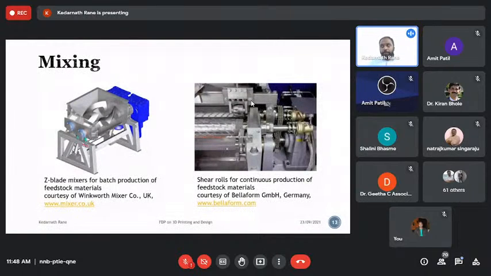Again, there are very specific companies which manufacture this kind of feedstock. So you can research on this aspect: who is manufacturing? One of the big players is BASF, to get this kind of feedstock ready. But you can anyway use your own Z blade mixer to manufacture a customized powder feedstock.